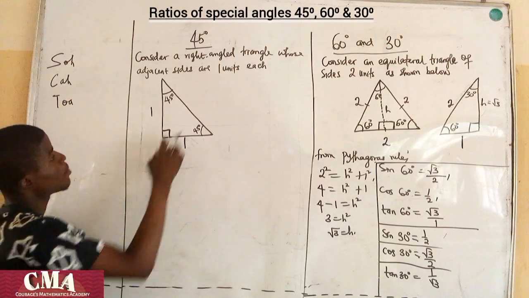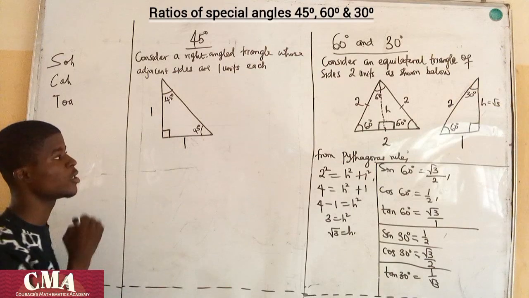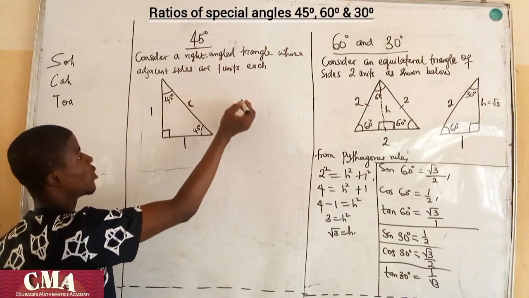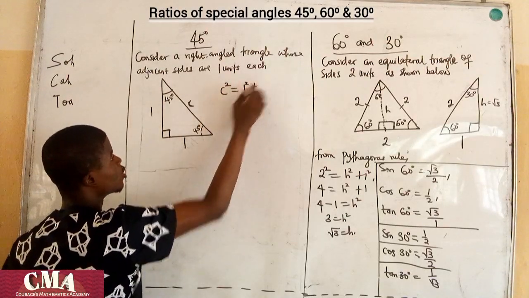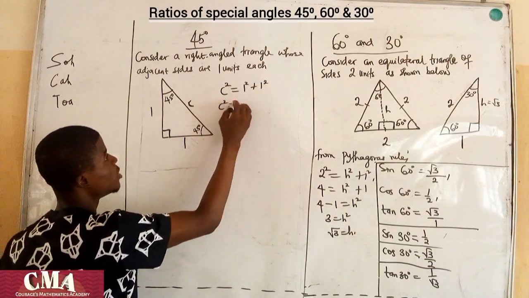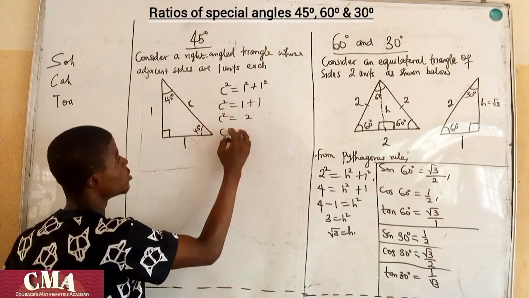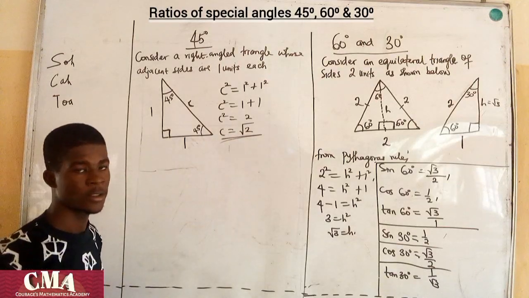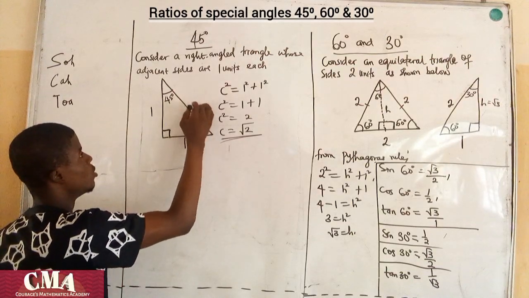Good. The hypotenuse is still not known. Let's get the hypotenuse using Pythagoras rule. So let's call it C. By Pythagoras rule, C squared is equal to 1 squared plus 1 squared. So C squared is 1 plus 1. C squared is what? 2. So C is equal to root 2 by taking the square root of both sides. Now, here is root 2.